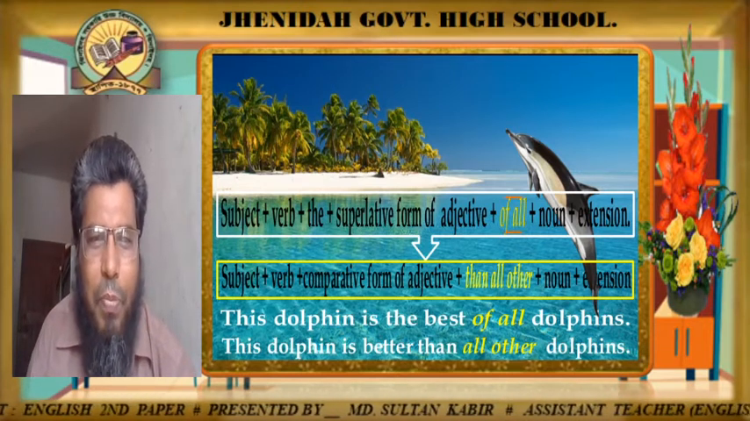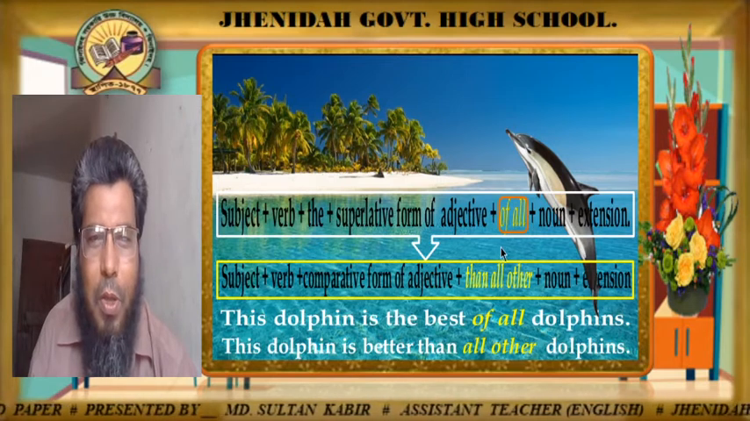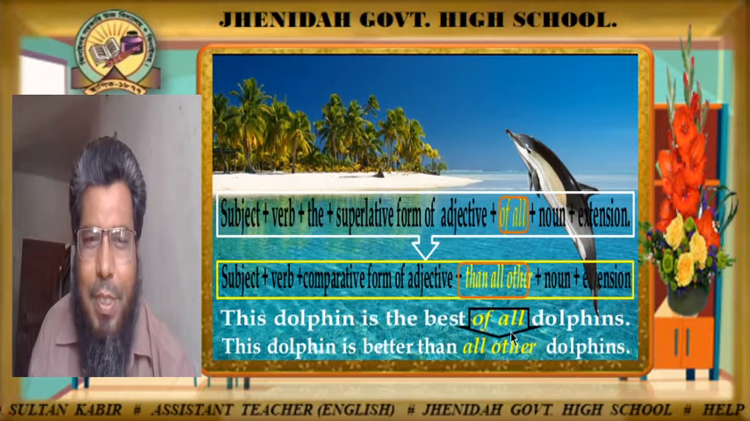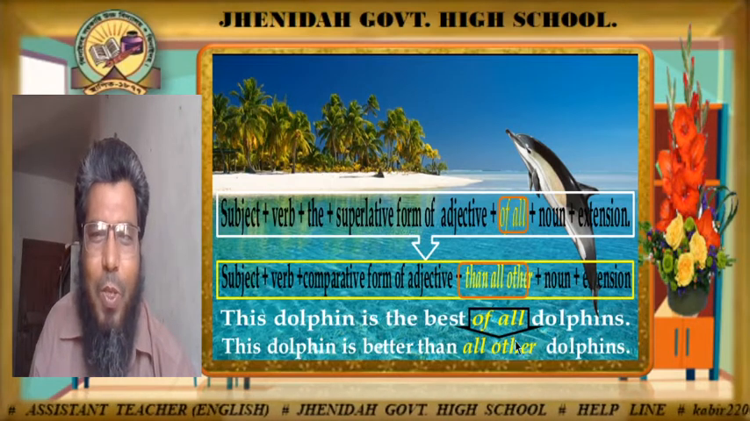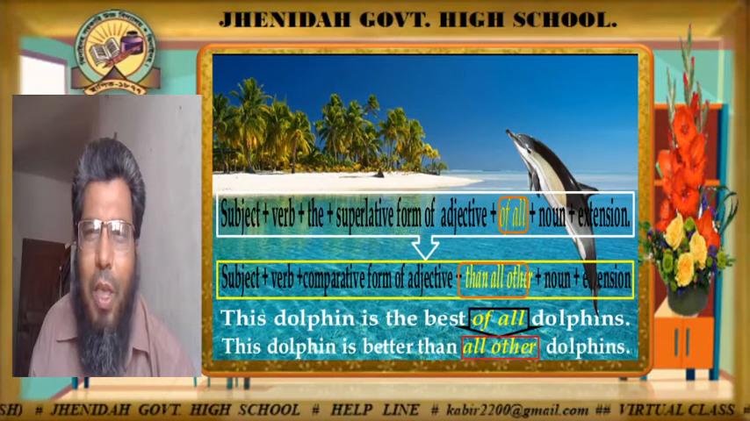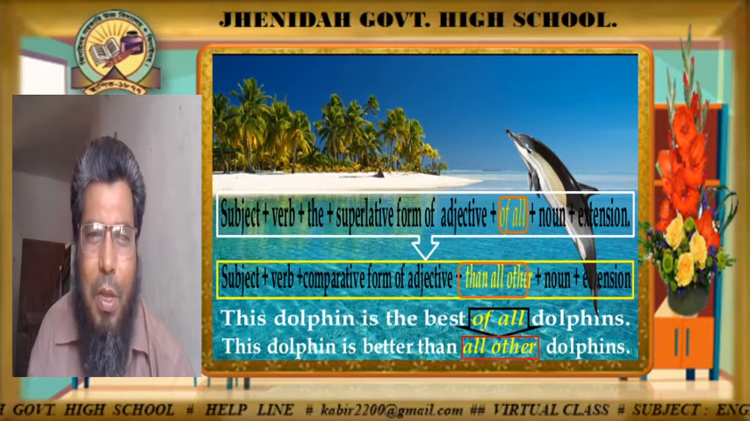Okay, so here for "of all" we write down "than all other". So this is "of all", and at the place of "of all" we have to write down "all other". I think you have understood this clearly.